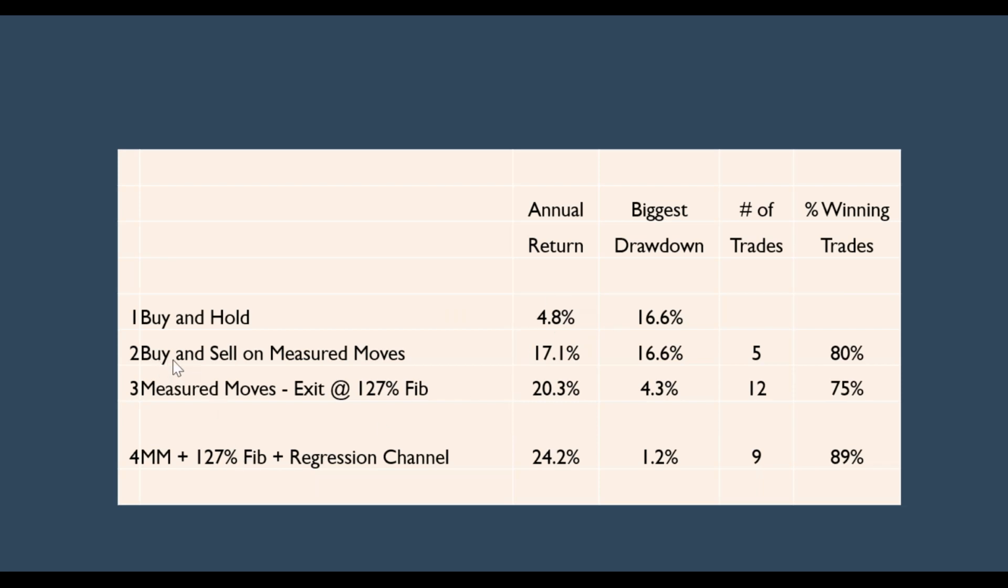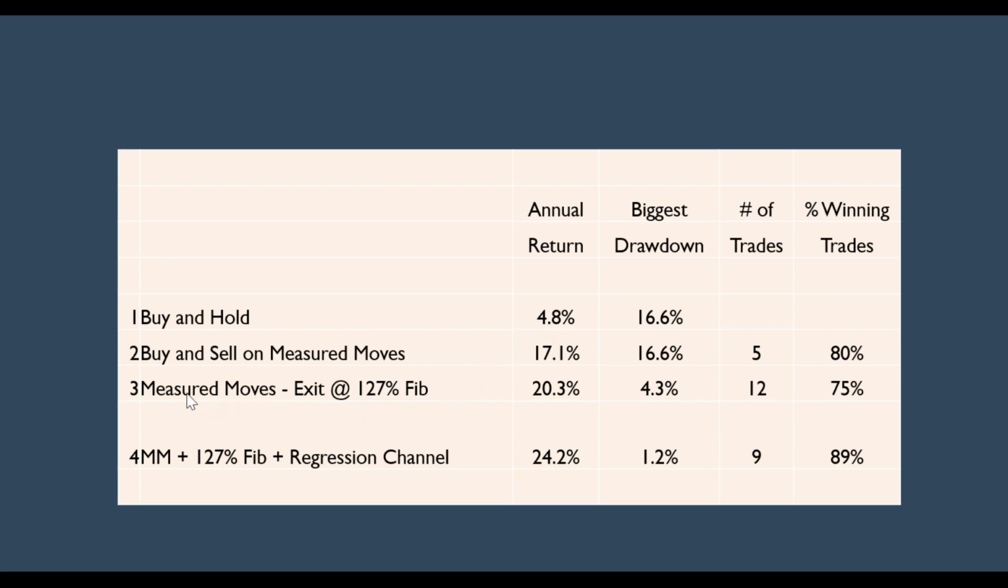Now, the second one is to buy and sell on a measured move. And now all of a sudden I've got returns that are 17.1%, but I still have that big drawdown. It's about 5 trades per year with 80% winning trades. Not bad, not bad. A big increase over just buying and holding.